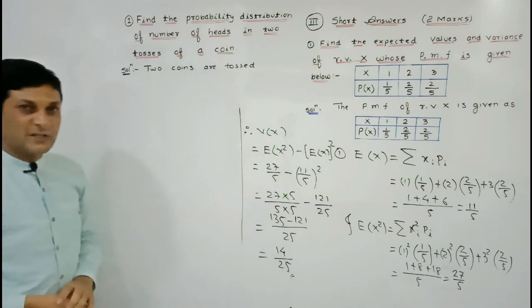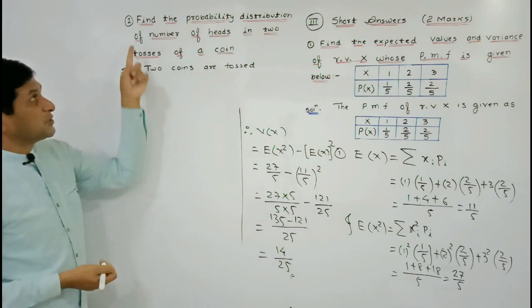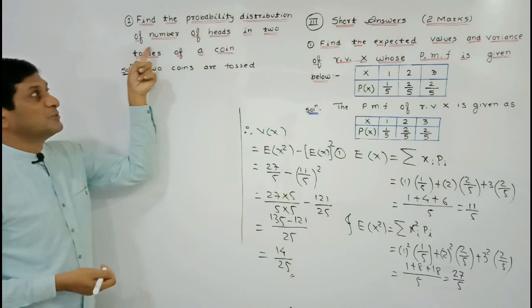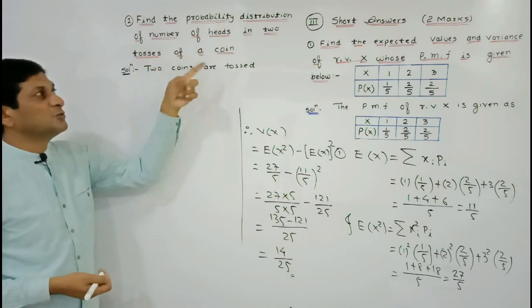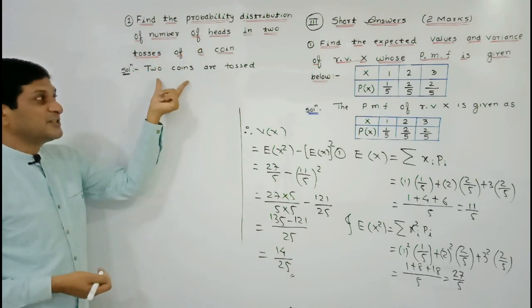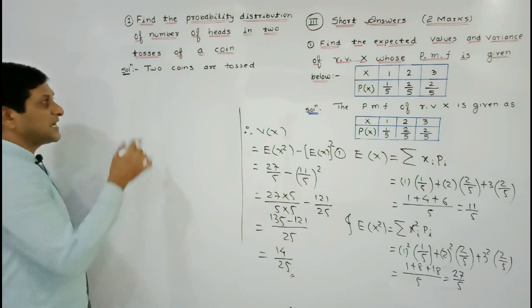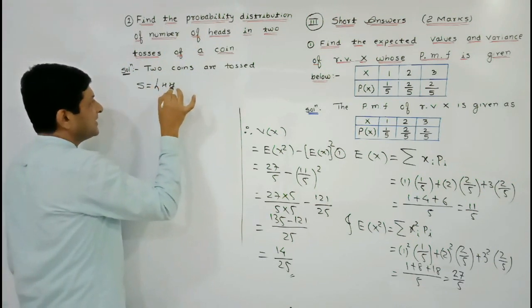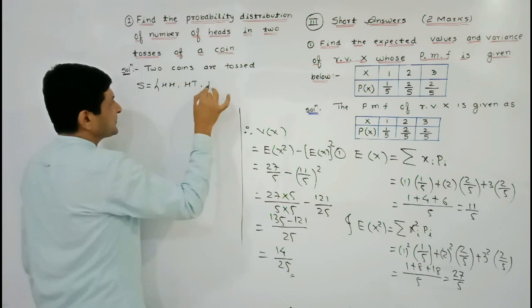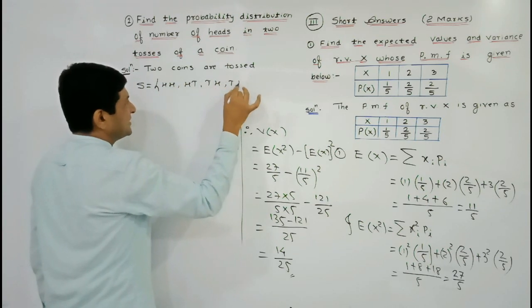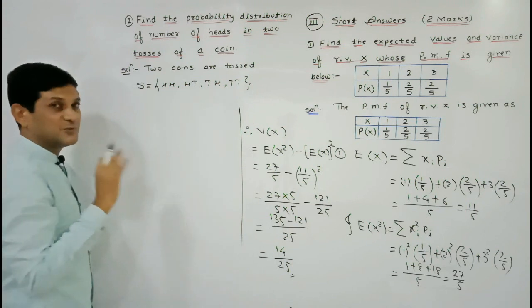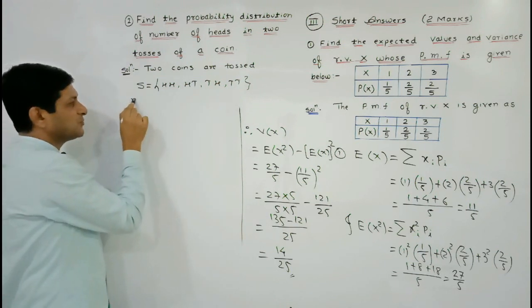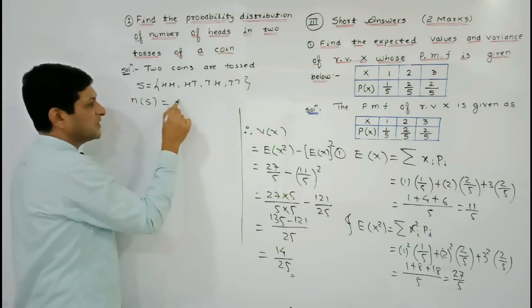Now let us try to solve the second question. In the second question we have to find out the probability distribution of the number of heads in two tosses of a coin. Means a coin is tossed 2 times. We know that if a coin is tossed 2 times, then how many possible results are we getting? HH, HT, TH and TT. These are the possible outcomes. 4 possible outcomes are there. Means we can say that n(S) will be equal to 4.